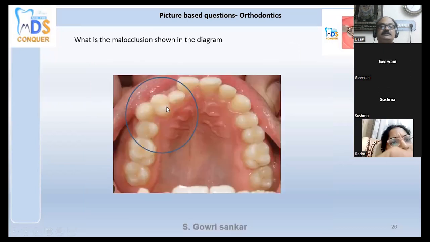One more question is about diagnosis. They may put some question: what is the malocclusion you are seeing in this diagram?